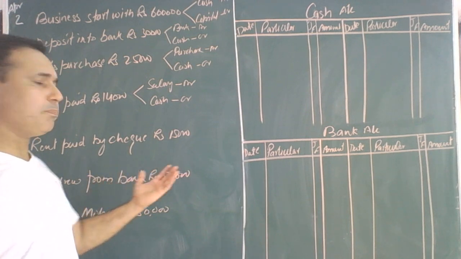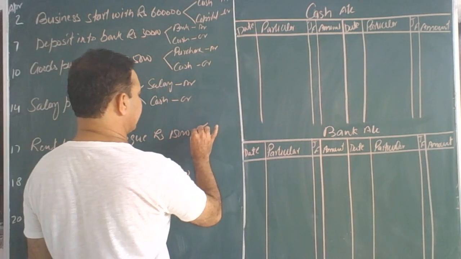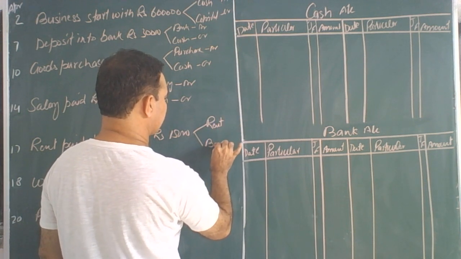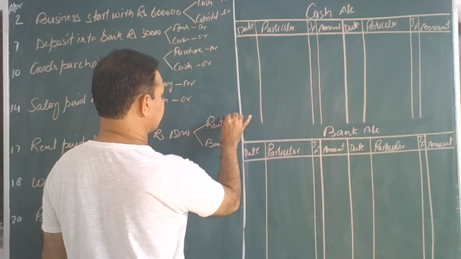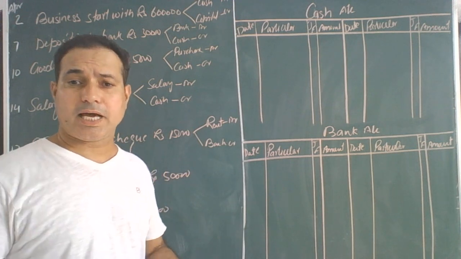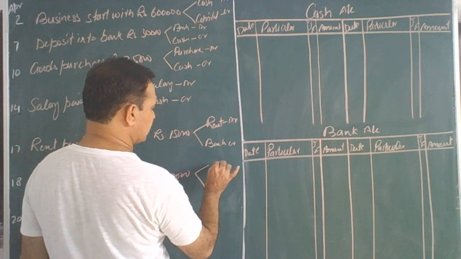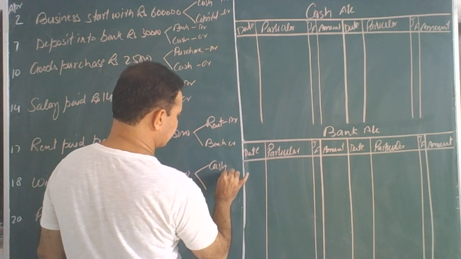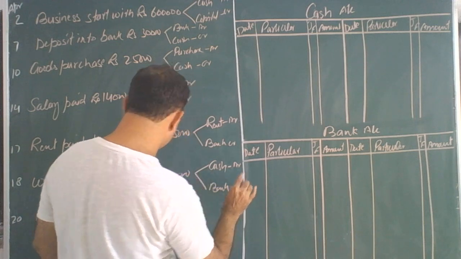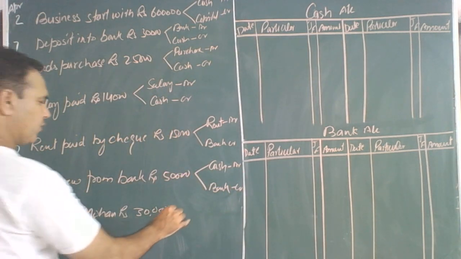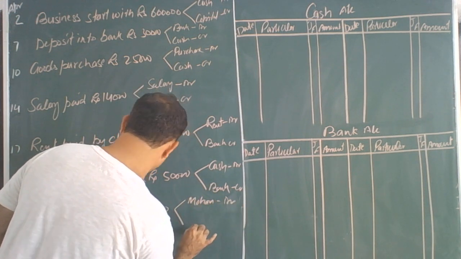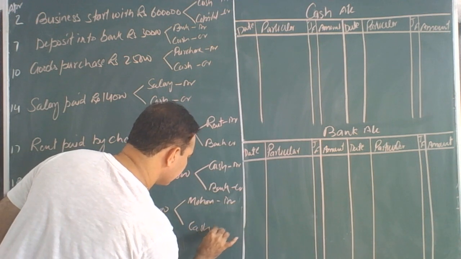Next, rent paid by cheque. So here is rent and bank. Bank credit, rent debit. Next transaction, withdrew from bank. So we have withdrawn cash from the bank. So there are two ledgers, cash and bank. Cash debit, bank credit. Next transaction is paid to Mohan. We have paid to Mohan, so Mohan will be debit and cash will be credit.